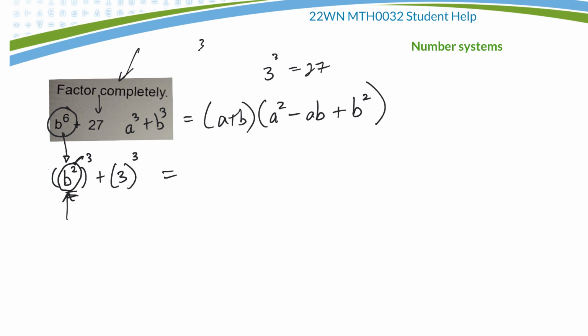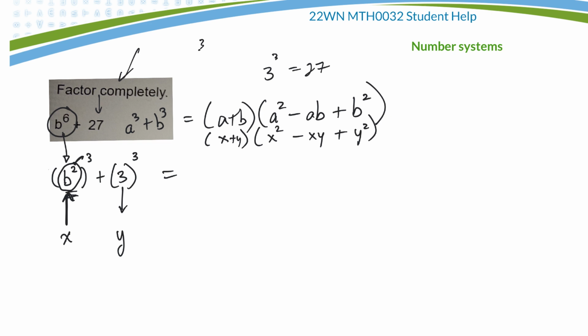Hopefully, let me change those letters. Why don't we call them x's? So x plus y. So this would be x squared minus xy plus y squared. Okay, so the thing that's here will be my x, and this thing here will be my y.